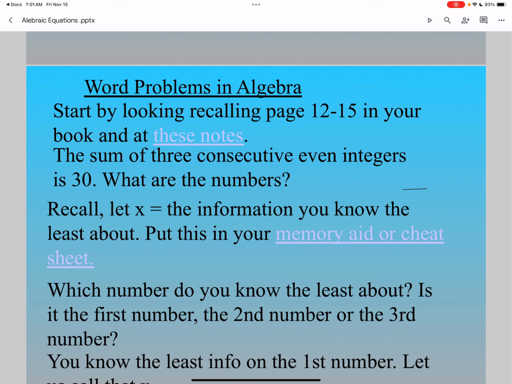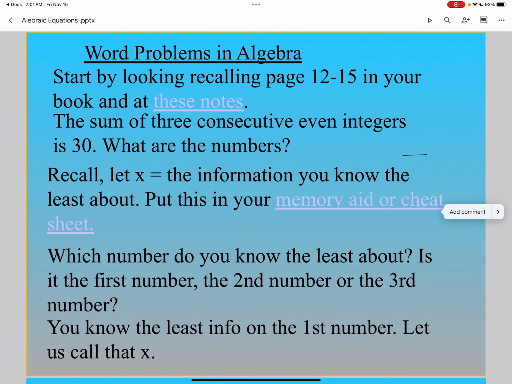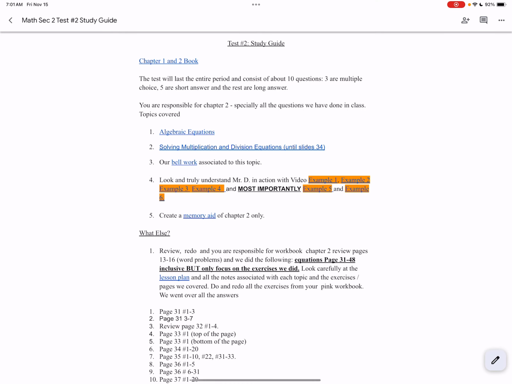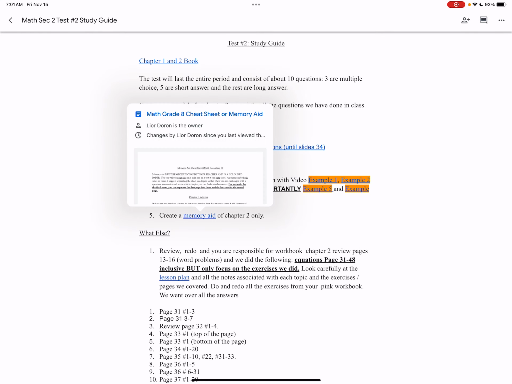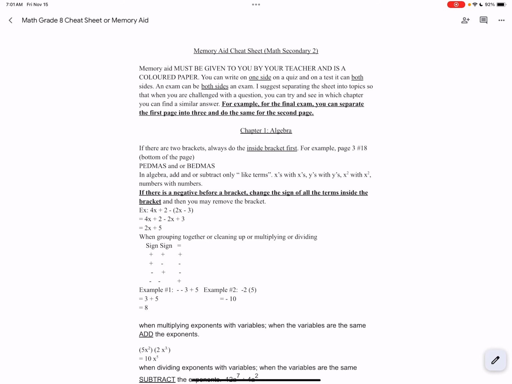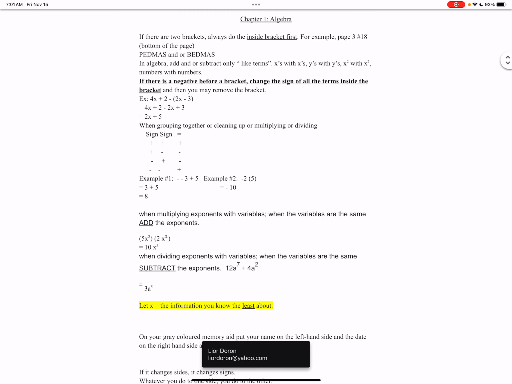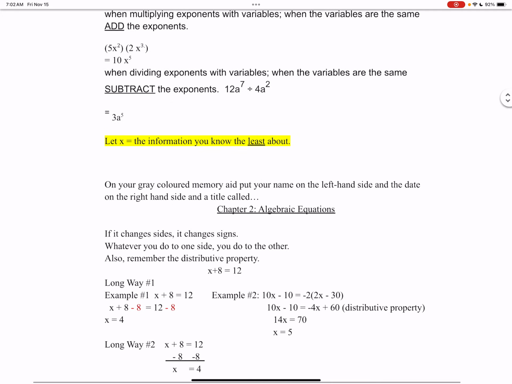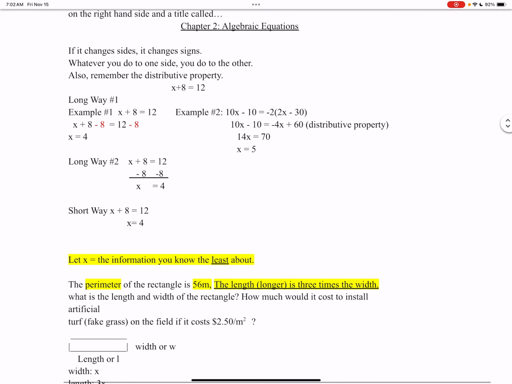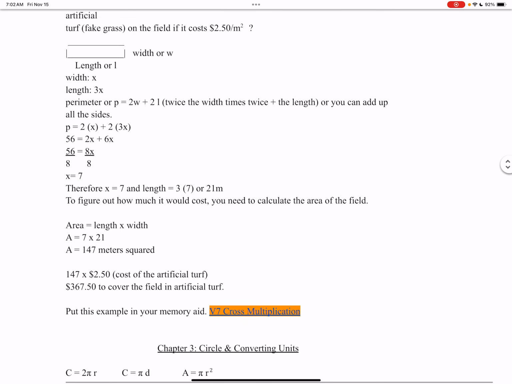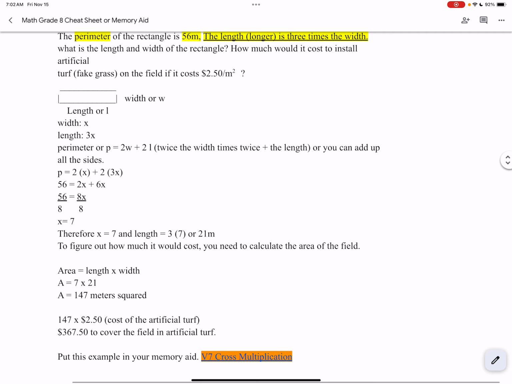We want to also discuss word problems in algebra. Start by looking and recalling these notes, page 12 to 15. You should have the answers to this. You are looking at your memory aid or cheat sheet. So that basically means you are working on your memory aid. So I have, for you, I know you are so appreciative of it, created a potential memory aid. Now we're on chapter 2, and these are some of the examples you want to have on your colored memory aid.